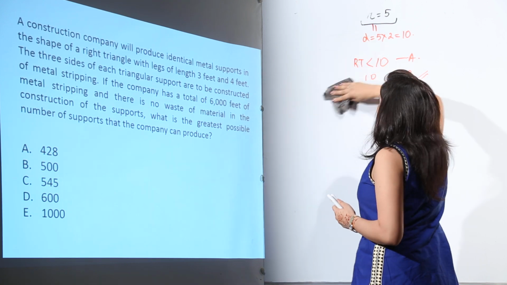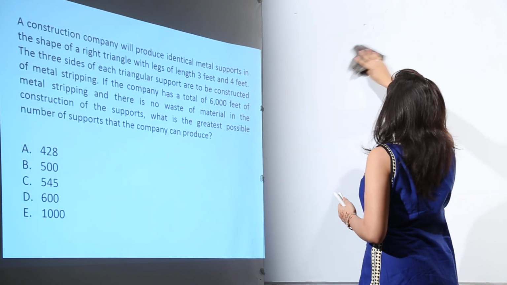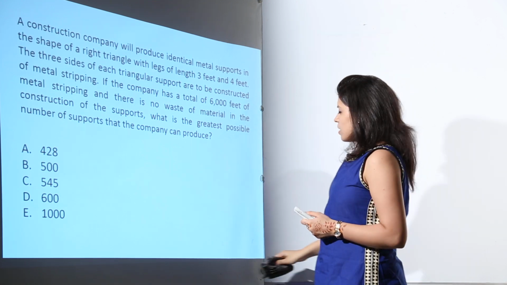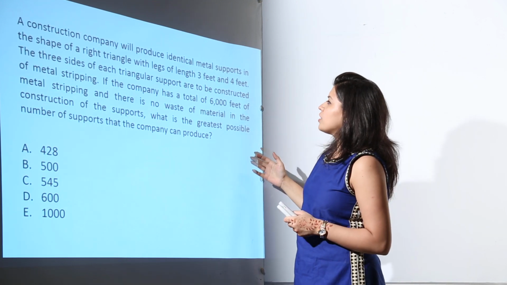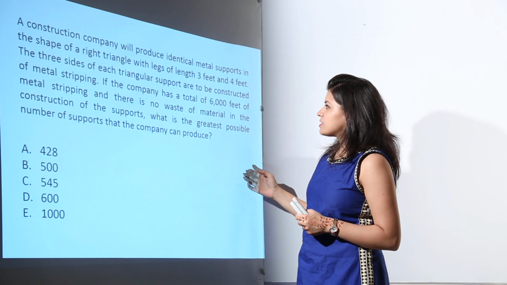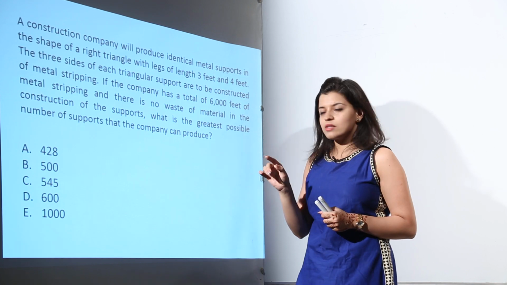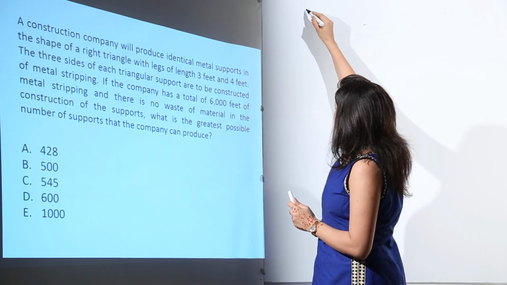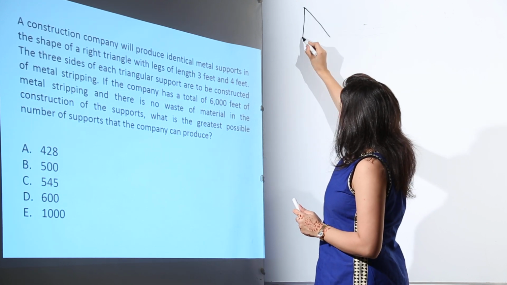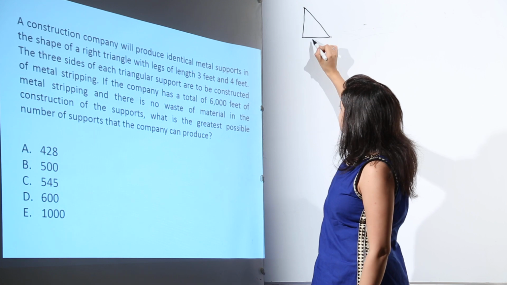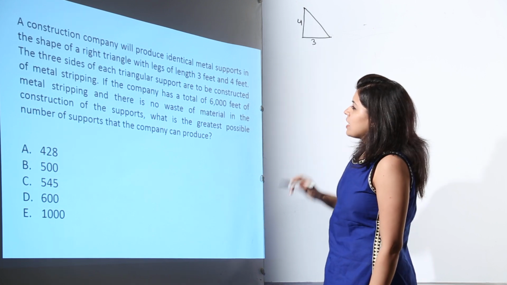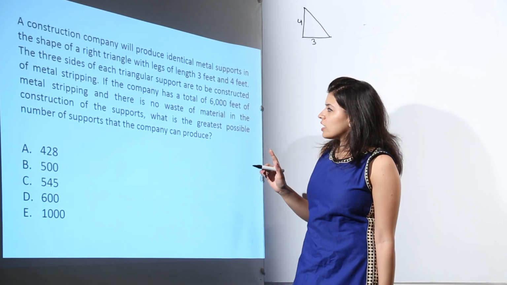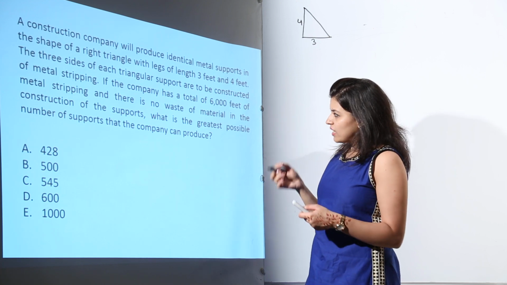Okay, let us come to another problem statement. This question says that a construction company will produce identical metal supports in the shape of a right angle triangle with legs of length 3 feet and 4 feet. We have a right angle triangle with the lengths of legs 3 and 4. The three sides of each triangular support are to be constructed of metal stripping.